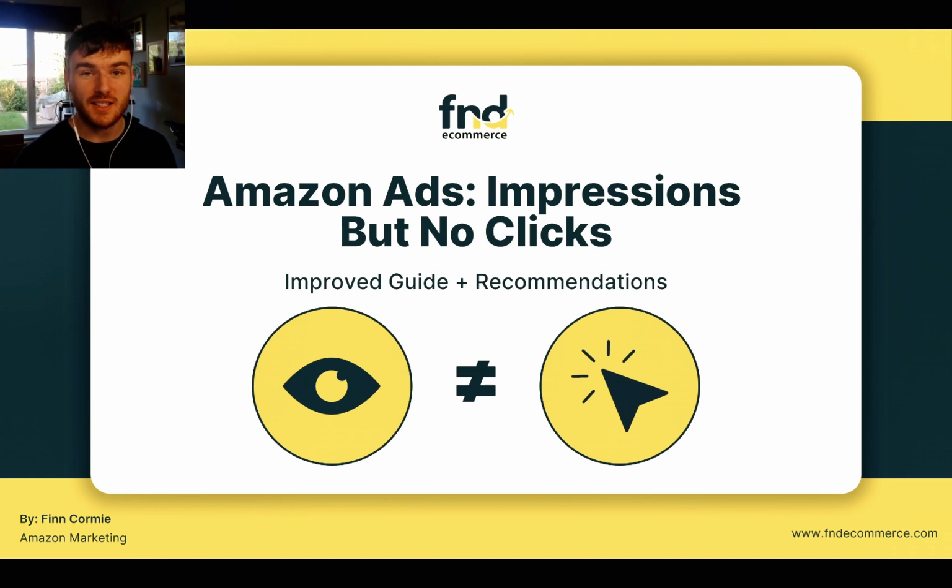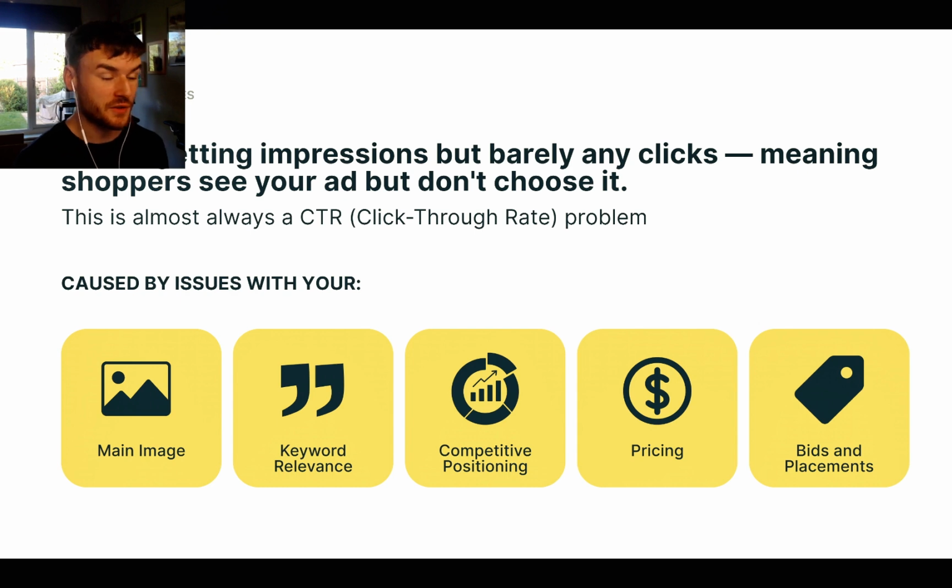So your Amazon ads are getting impressions, but no clicks. I'm going to take you through a couple of reasons why this could be happening and how you can solve this for your own Amazon listings. Yeah, you're getting impressions, but barely any clicks, meaning shoppers are seeing your ad but don't choose it. Very frustrating. Then this is almost always a CTR, a click-through rate problem.